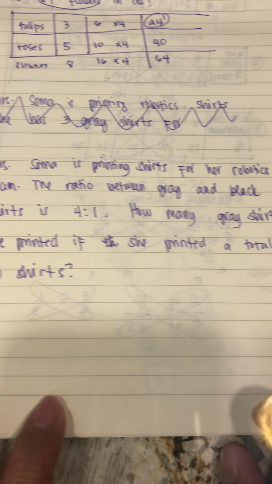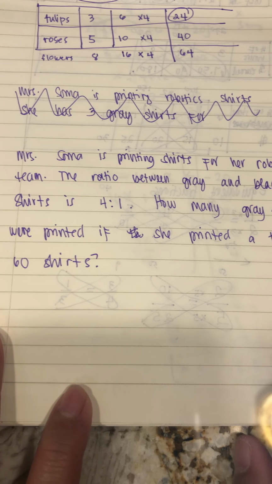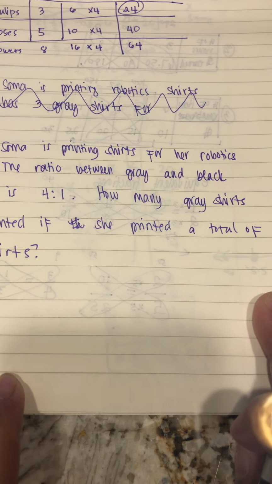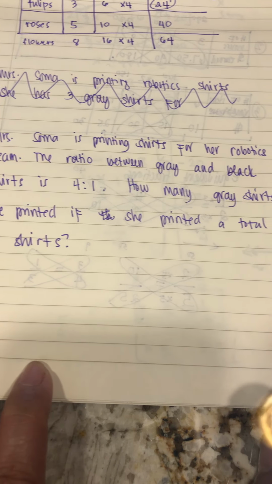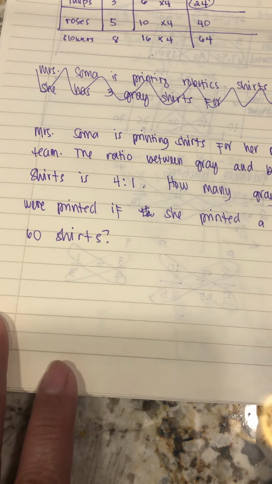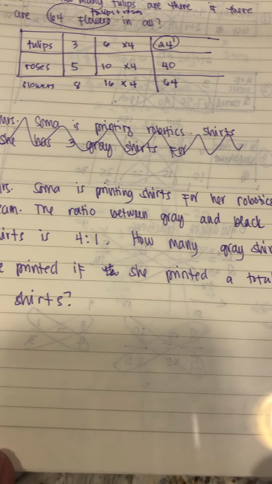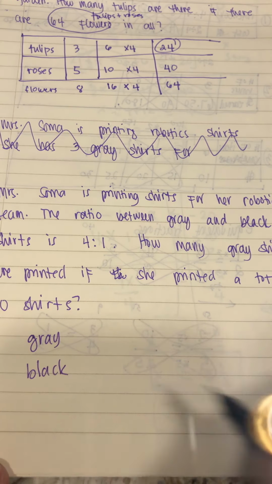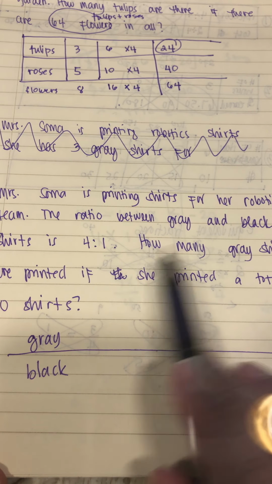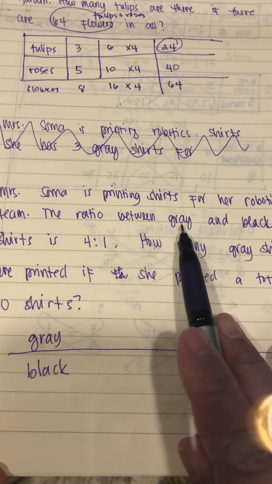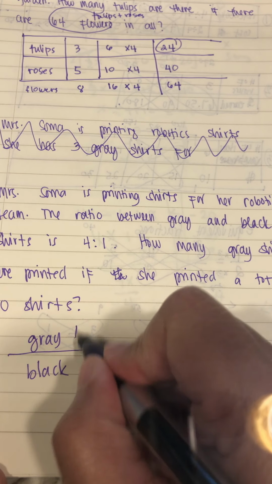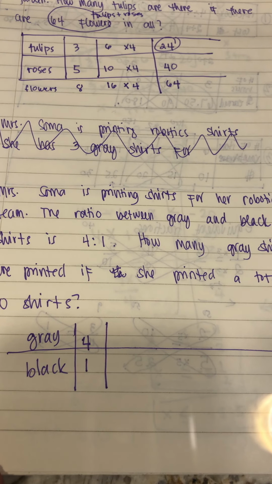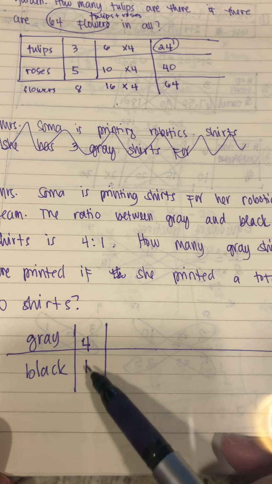All right, so let's look at this one. Mrs. Soma is printing shirts for her robotics team. The ratio between gray and black shirts is 4:1. How many gray shirts are printed if she printed a total of 60 shirts? Okay, so again, we are comparing two things here: the gray shirts and the black shirts. First, the ratio is 4:1. Gray is mentioned first, so that means 4 belongs to gray and black is 1.